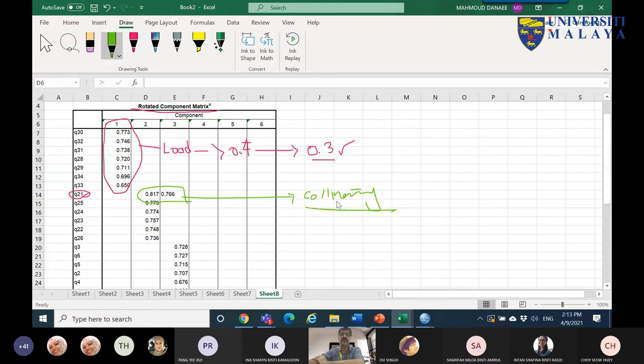Collinearity is an issue which can happen if two variables are highly correlated. If the items that you are using in your analysis are cross-loaded, then you have to remove those items. If an item has a cross-loading of less than 0.4 or 0.3, again, you need to remove it. If any loading is a negative loading, negative loadings also should be removed.